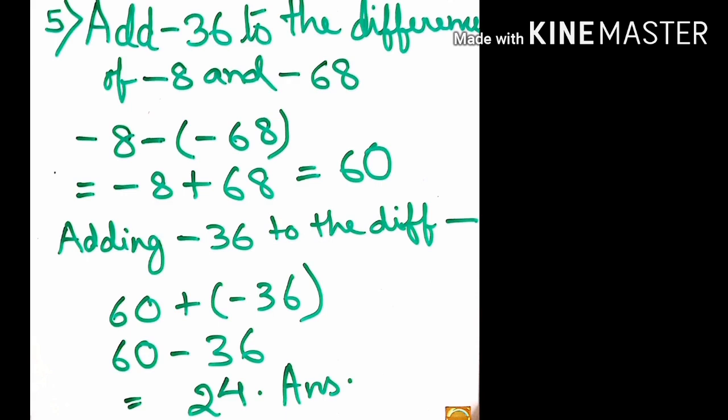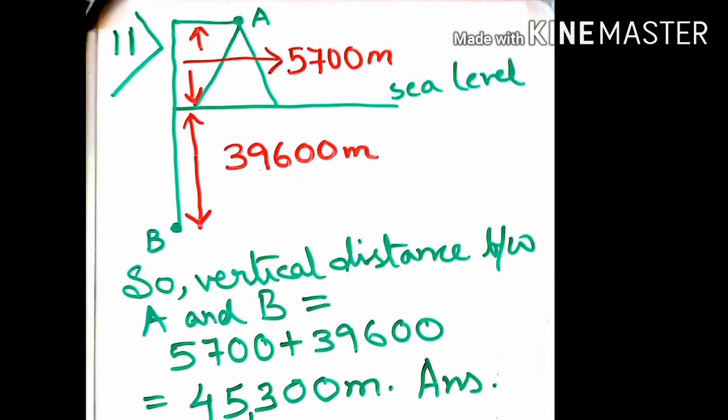That is 24. In the next question, from the sea level, the top of the mountain is given as point A, which is 5,700 meters, and from the sea level the bottom point B is given, which is 39,600 meters. So for the vertical distance between A and B, we add them, and we get 45,300 meters.